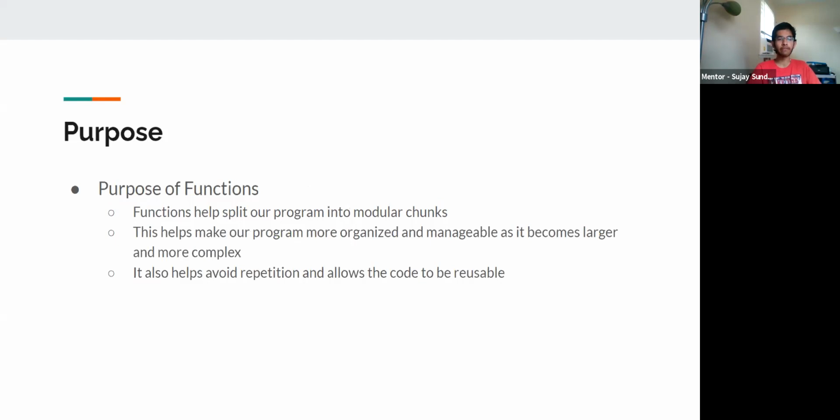So what is the purpose of functions? Functions help split our program into modular chunks. As our program gets larger and more complex, this helps make it more organized and manageable. Functions also help avoid repetition of our code. Suppose we want our code to do the same thing 5 times, we can convert that into a function and it can do that same thing 5 times. It makes the code reusable, so instead of typing 1,000 lines of code, you could shorten it with functions to about 100 lines, as an example.